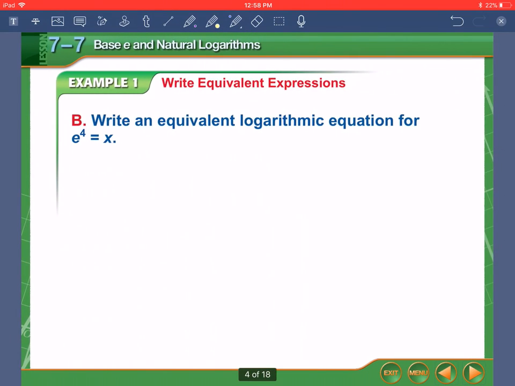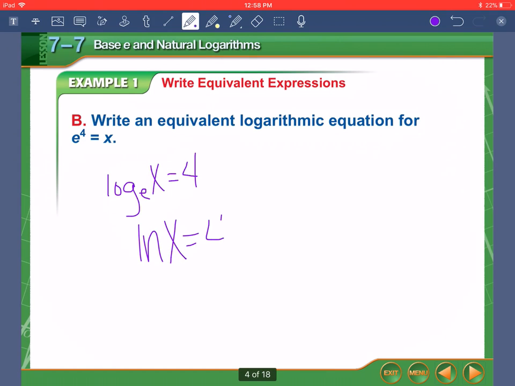So I'm going to write an equivalent logarithmic equation for e to the fourth power equals x. So I've got log base e of x equals 4. And anytime I have log base e, I'm going to replace that with natural log of x equals 4.